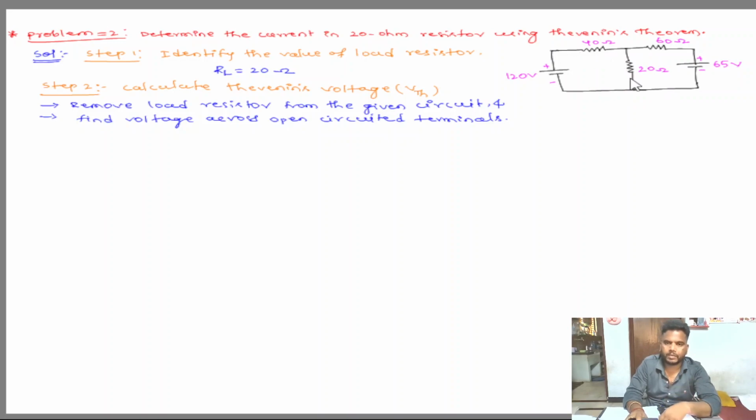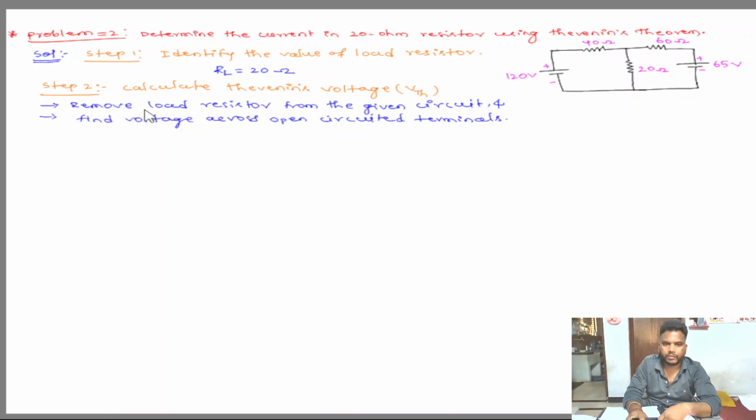In some problems, they already mention RL is equal to some value, and in that case we need not identify the load resistance, it is given directly. But in this problem, simple resistors are given and they are asking to find the response in the 20 ohm resistor. This 20 ohm resistor is the load resistor. Okay, step 1 done. Step 2, calculation of Thevenin's voltage.